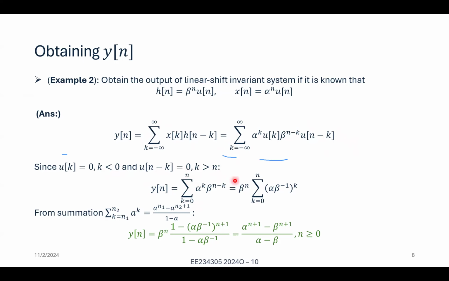So yn here is the sum of alpha to the power of k times beta to the power of n minus k, and it's beta to the power of n. So we kind of put this out, equals beta to the power of n times the sum from 0 to n of alpha times beta to the power of minus 1, to the power of k. So we have that. We have this part. So how do we sum this?